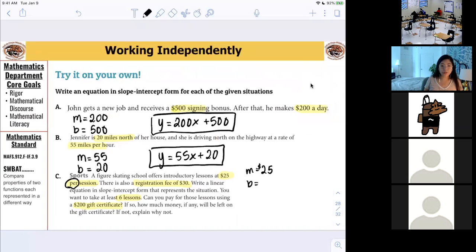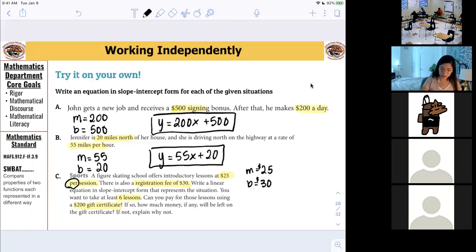So a registration fee is a very common thing to see in a word problem. A registration fee is when you pay something up front, like if you're signing up for a gym membership or classes like this. Sometimes you have to pay a registration fee and then you pay a certain amount each month. So this registration fee is the y-intercept because that is my starting amount. That's all I need to write my equation.